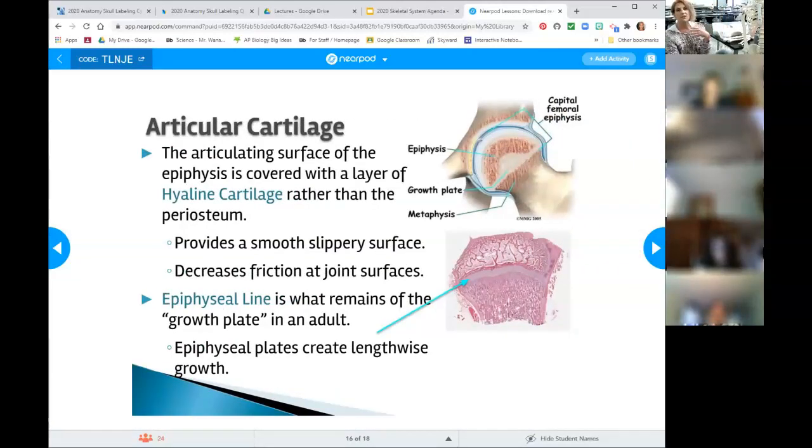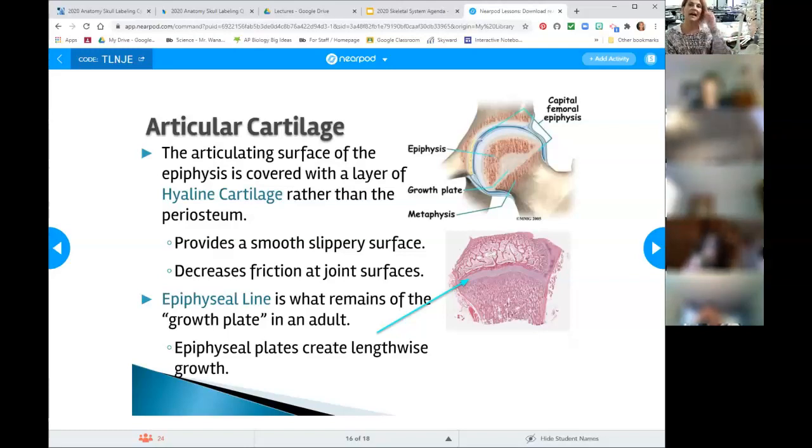So it's covered with articular cartilage. Originally, your whole skeleton is cartilage, and this is what remains of the cartilage as you get older. So that cartilage creates a smooth surface so that when you have movement at a joint, it's reducing friction. So as you get older, you start to wear down that cartilage, and that's where you start to get the aches and pains in the joints.